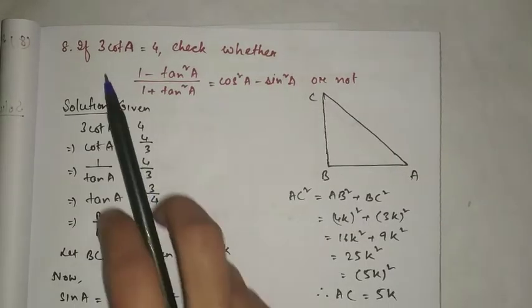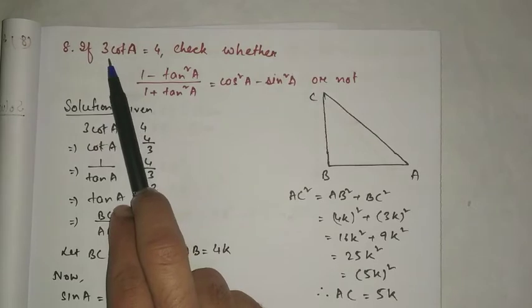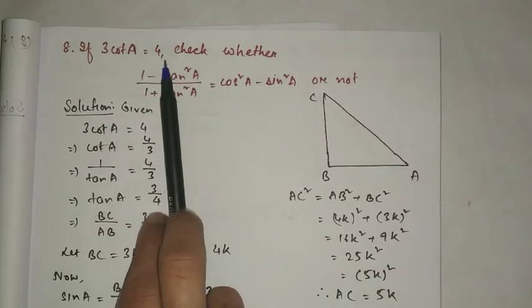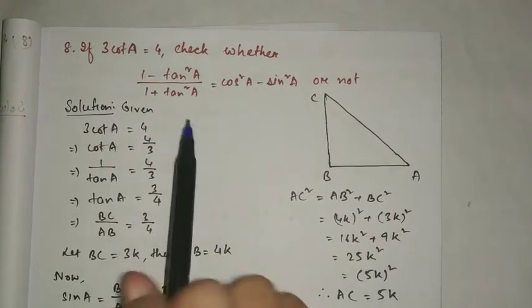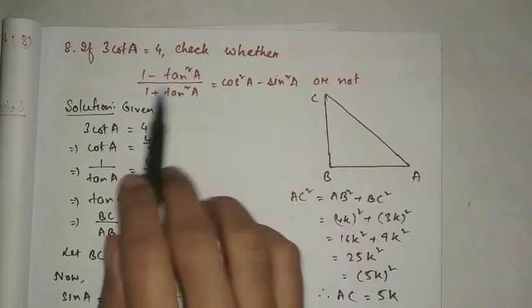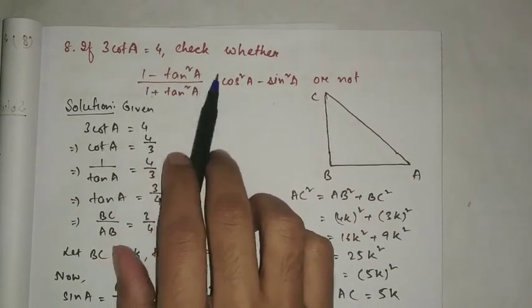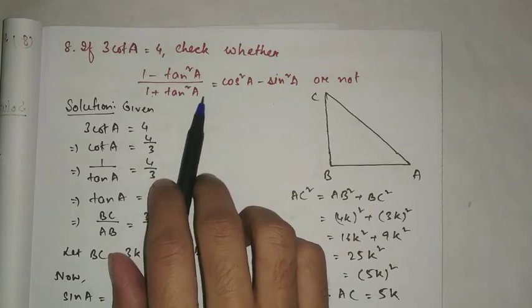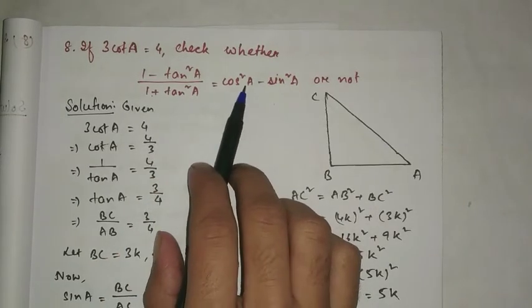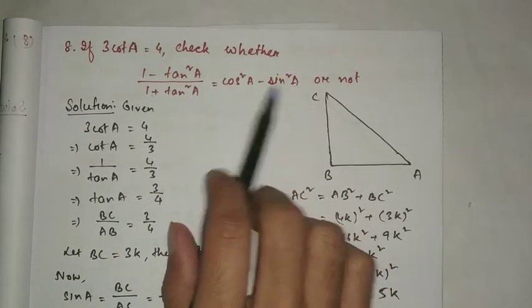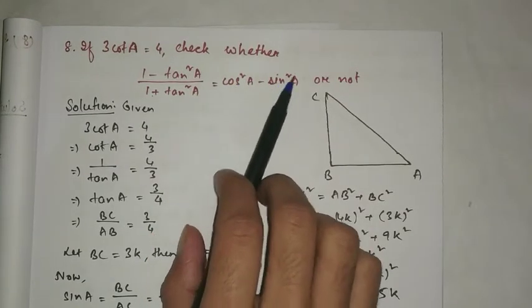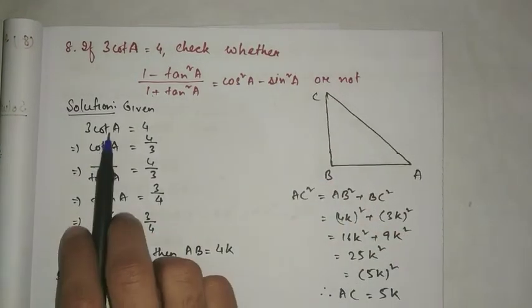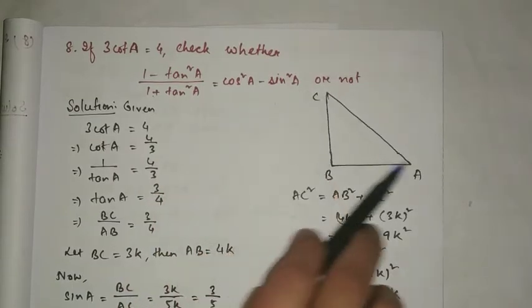Now the next problem is: if 3 times cot A is equal to 4, then we have to check whether 1 minus tan square theta divided by 1 plus tan square theta is equal to cos square A minus sin square A or not. So we begin the problem by drawing the simple diagram.